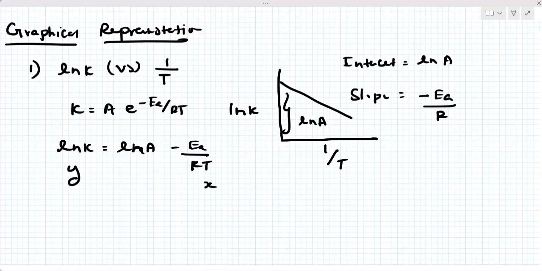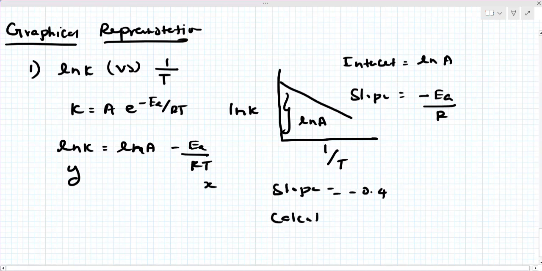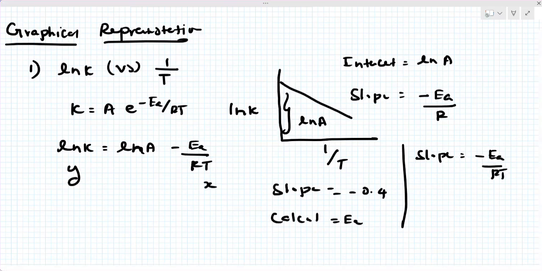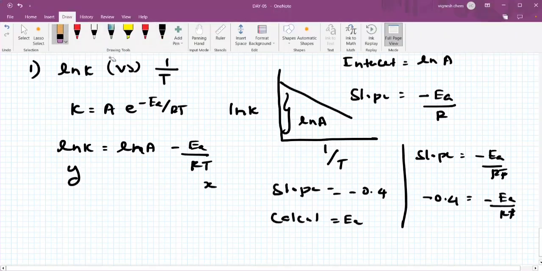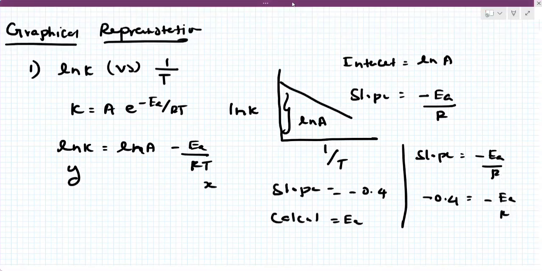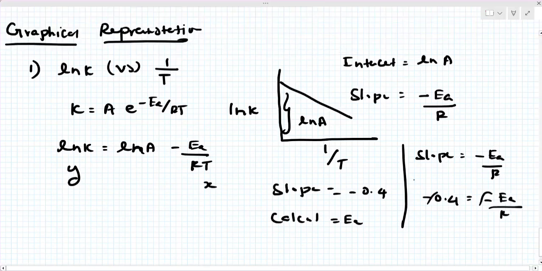Listen, in the exam they will give the slope. For example, the slope value is around minus 0.4. Calculate the Ea value. What is the formula? Slope is equal to minus Ea by R. Sorry, not RT, Ea by R. So minus 0.4 is equal to minus Ea by R. Minus and minus cancel. Therefore 0.4 into R is equal to Ea.